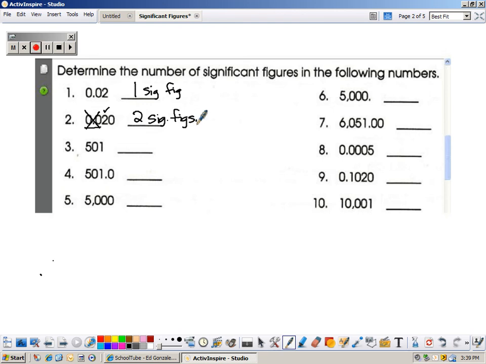Next example. Okay, this number 501. Two rules apply to this. You have your non-zero numbers, which are always significant. And this middle zero is called a captive zero. Captive zeros are always trapped between non-zero numbers. Captive zeros are always significant. So that one's good too. We have three significant figures.